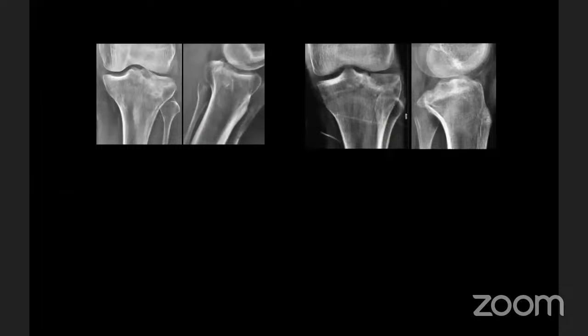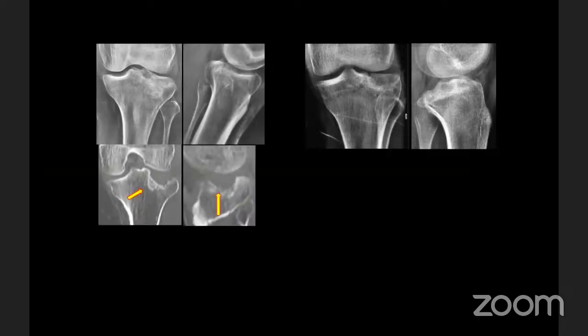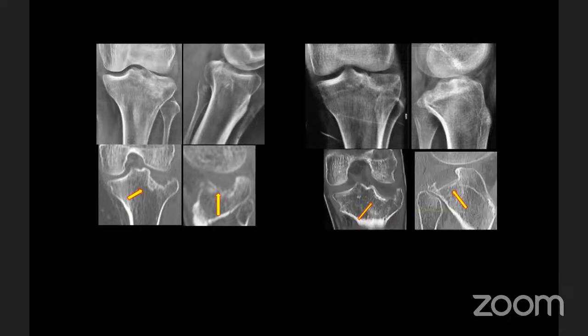Now, these are the two comparing views, AP and lateral, of two different knees with lateral condyle fracture. So we got the CT scan done. It is a lateral condyle depressed fracture. On the left side, it is anterior. And on the right side, it is posterior. So this side is the lateral condyle, which is anterolateral condyle. Here it is a posterolateral condyle.